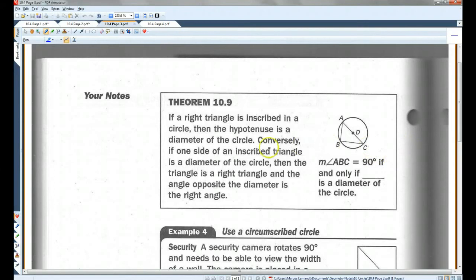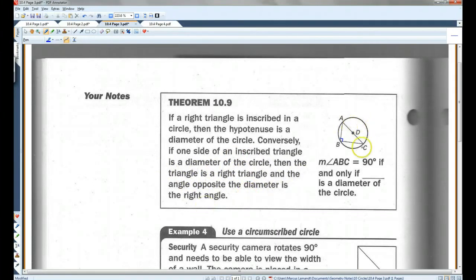Alright, Theorem 10.9. If a right angle is inscribed in a circle, then the hypotenuse is a diameter of the circle. Okay, so anytime you have a right triangle, the hypotenuse will be a diameter automatically. Okay? Conversely, if one side of an inscribed triangle is a diameter of the circle, then the triangle is a right triangle and the angle opposite the diameter is a right angle.